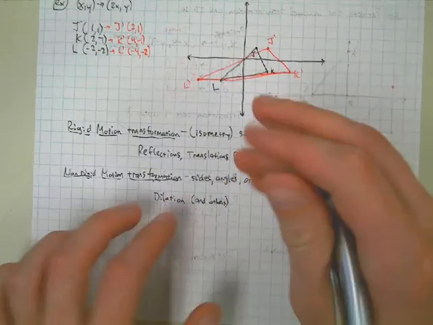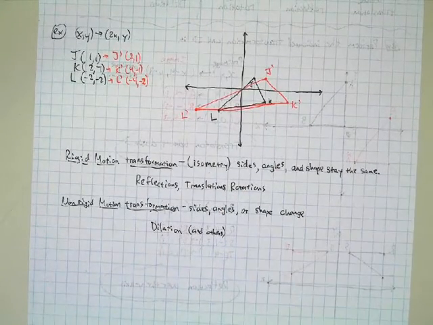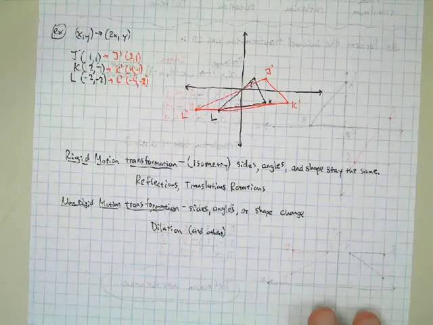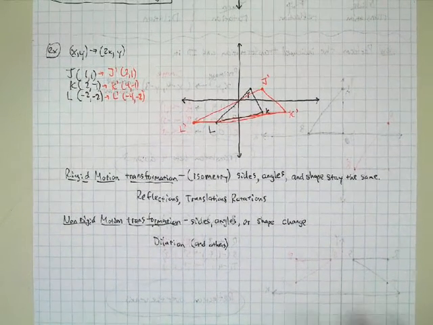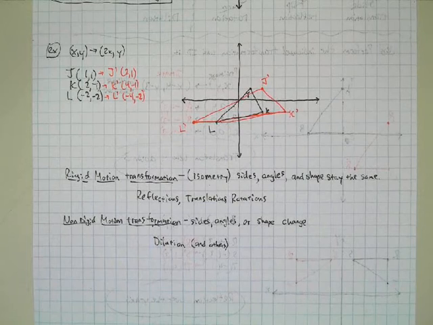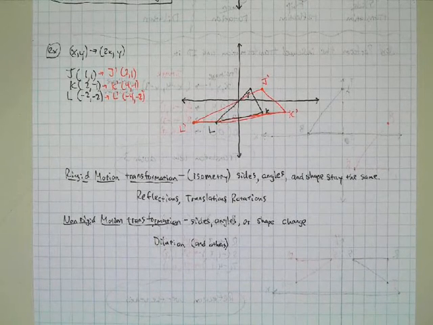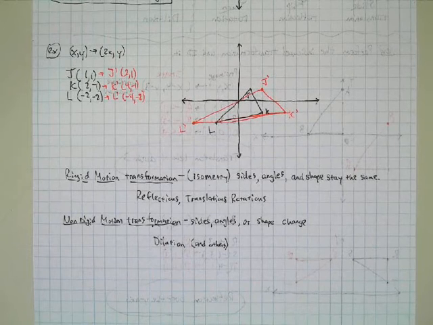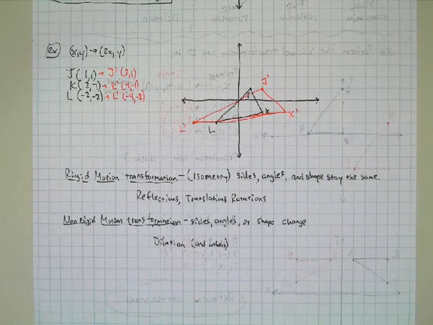Okay. So that last transformation that we did there, is it a rigid motion? And the answer is no, it's not, because it stretched it. It changed the shape, changed the size, changed some of the angles too. In fact, all 3 things changed. So, non-rigid motion, not an isometry.